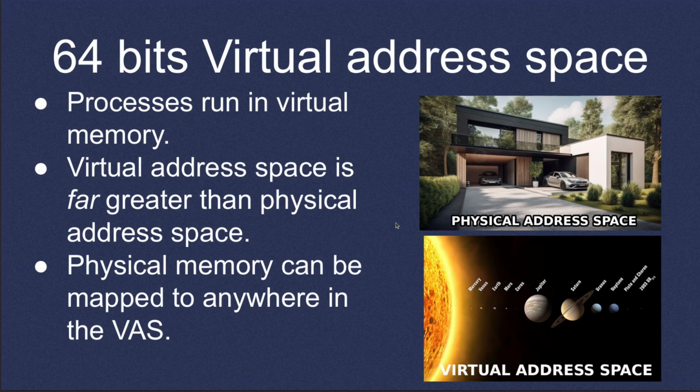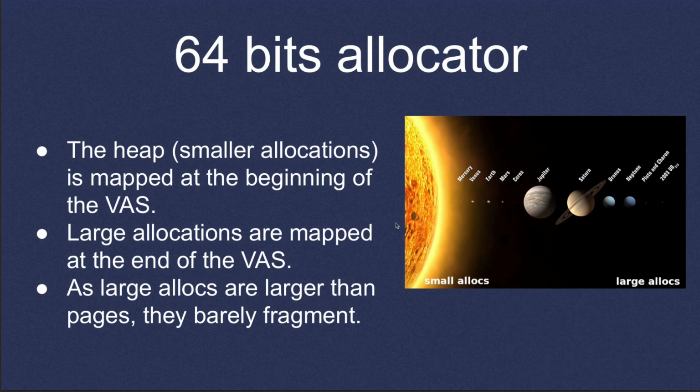The thing is that the virtual address space is so much bigger than the physical address space. Just imagine that your memory is the size of a house, then your virtual memory is the size of the solar system. That means that the address space that you can map with the virtual memory is absolutely huge. So what happens here is that normally modern allocators in 64-bit CPUs will have the heap for small allocations at the beginning of the virtual address space, and they will have the large allocations at the end of the virtual address space.